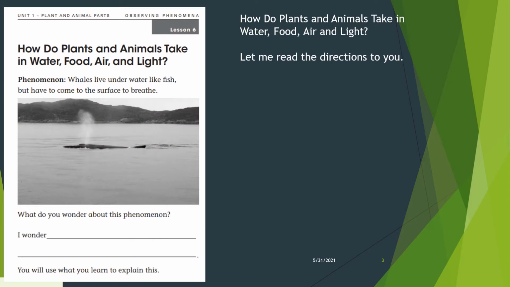We're going to start off on this page, lesson 6. So we always got to think before we jump in to learn. This page says, how do plants and animals take in water, food, air, and light? Let me read the directions to you. Phenomenon. Whales live underwater like fish, but have to come to the surface to breathe. What do you wonder about this phenomenon? Now there's a sentence starter. I wonder blank. There are 2 big long lines there for you to write in.